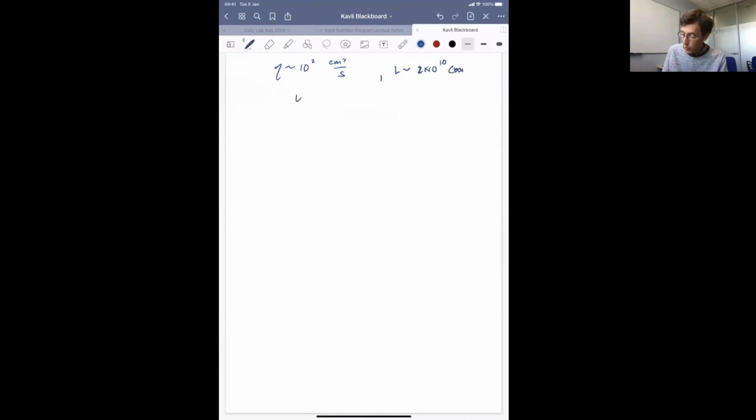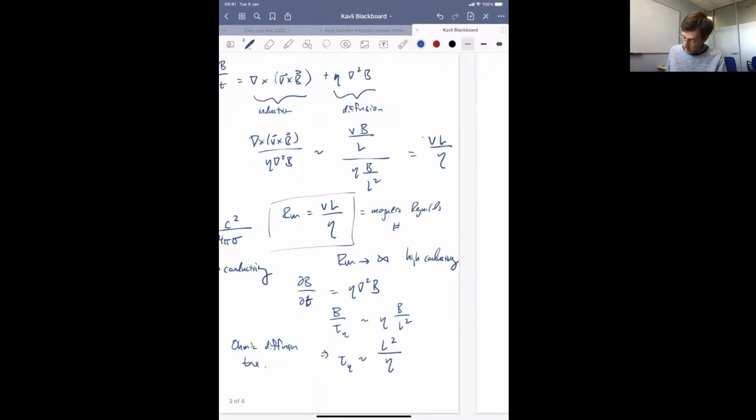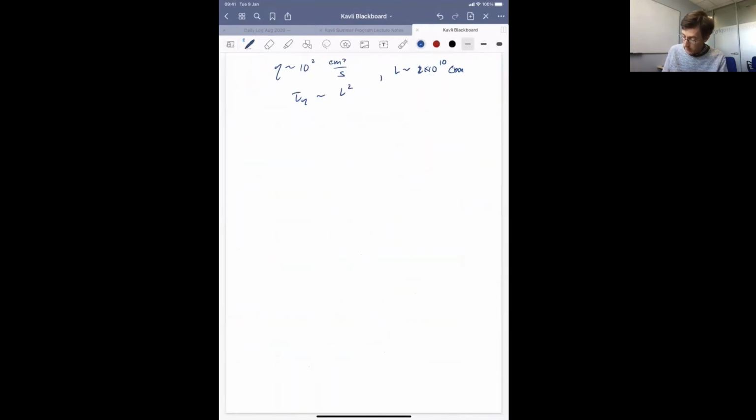And so the magnetic diffusion time on something like that scale, L squared over eta, is going to be big: 4 times 10 to the 20 divided by 10 to the 2. So some order 10 to the 18 seconds, or a few times 10 to the 10 years.